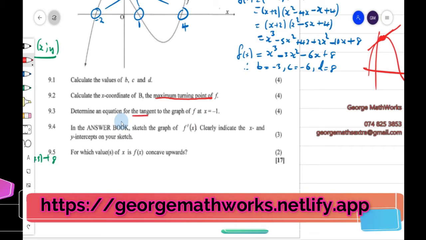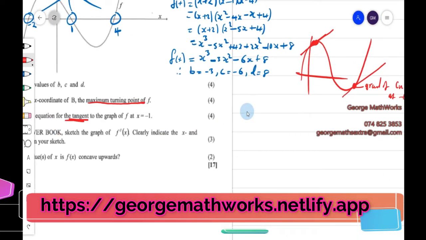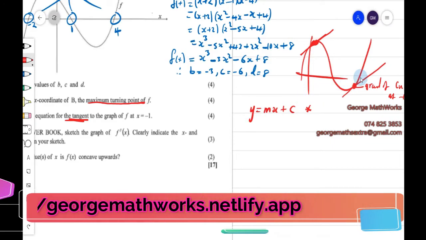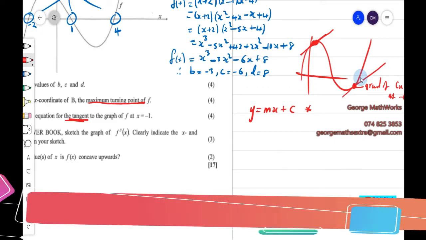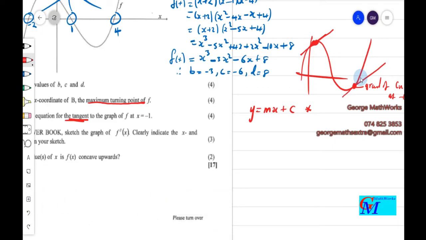A tangent is defined as a line that touches the curve once. So whenever I hear this question, it means I need to find the equation of a line, which simply means we need to find y equals mx plus c. That's something to remember. This m here represents the gradient. However, I just explained that at this point the gradient of the function is the same as the gradient of the curve at the point x equals -1.